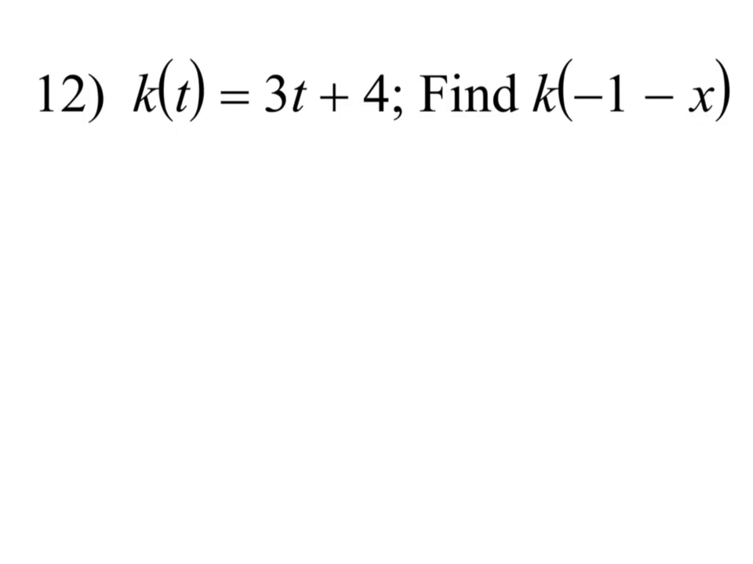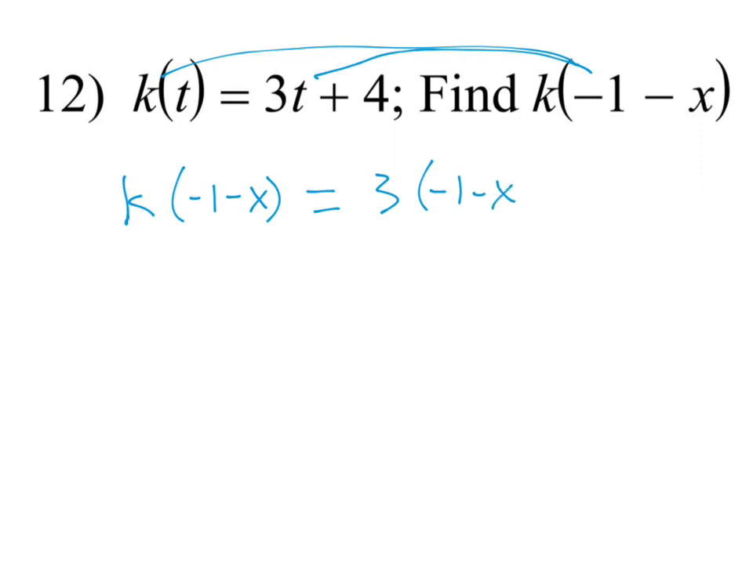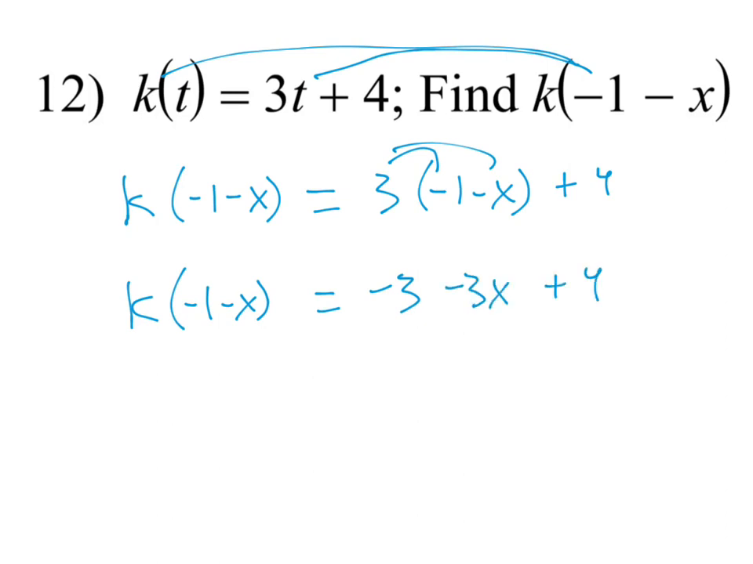Okay, go to 12 and see if you can simplify this one. All right, let's see how you did. So if you take -1 minus x and you plug it into the t spots here, you'll get k of -1 minus x equals 3 times -1 minus x, and then you have the plus 4 there. We're going to distribute this here. We have -3 minus 3x, and then the plus 4 was outside there.